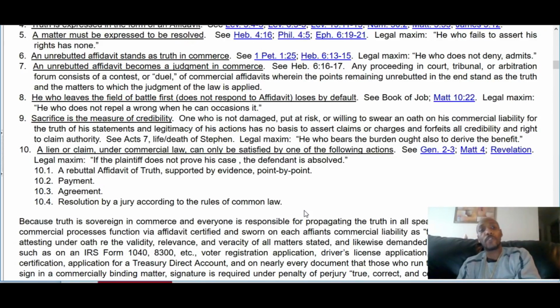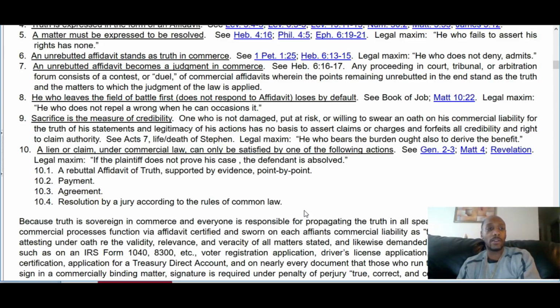Sacrifice is the measure of credibility. One who is not damaged, put at risk, or willing to swear an oath of his commercial liability for the truth of his statements and legitimacy of his actions has no basis to exert claims or charges and forfeits all credibility and right to claim authority. See Acts 7, life and death of Stephen. He who bears the burden ought also to derive from the benefit.